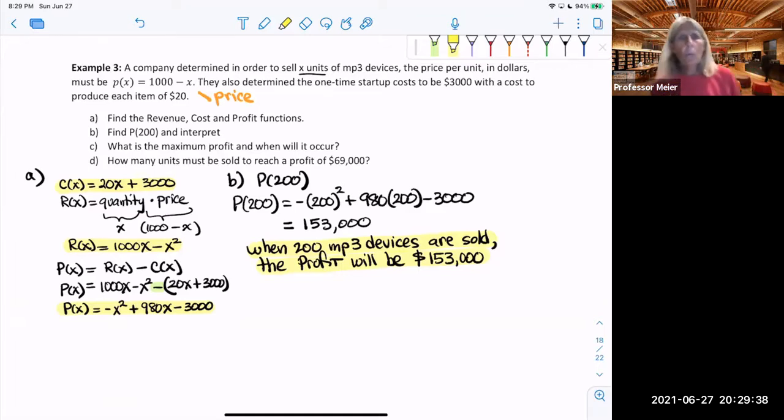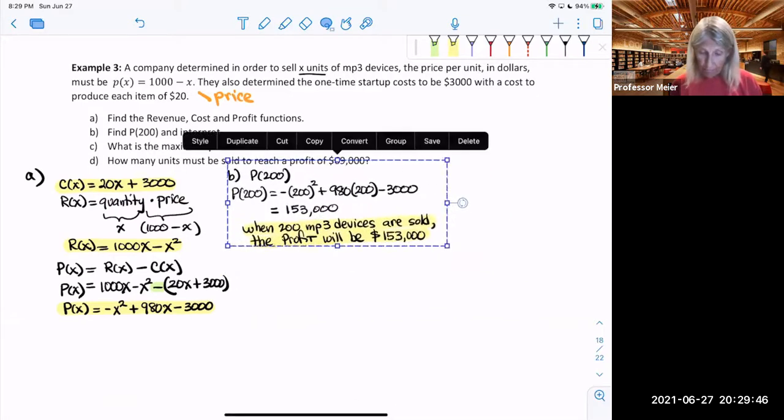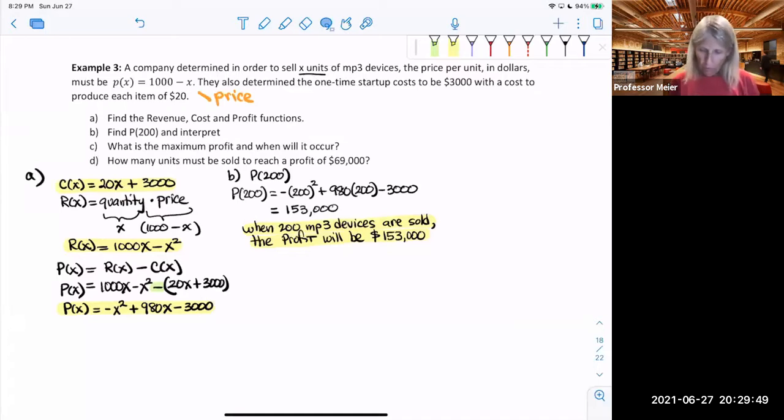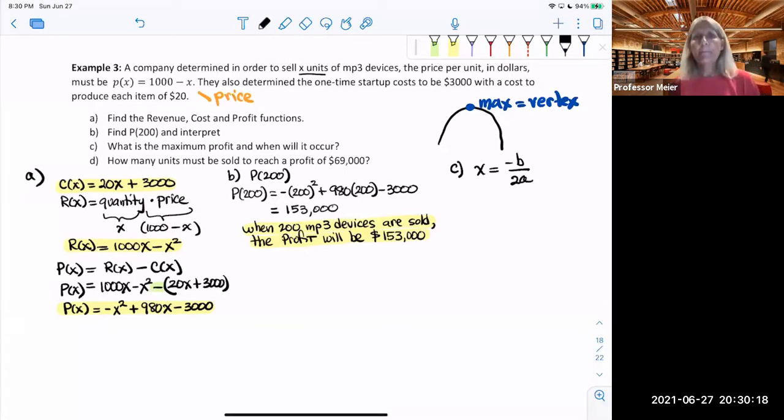Okay, part C, what is the maximum profit? When will it occur? Okay, that is just like the last problem we did, where we are going to find the vertex. Okay, so I'll set that up. I think you'll be okay with doing that probably mostly on your own. So find the vertex. If you want the maximum, remember again, this profit function is a parabola that faces down like this. And so if you are looking for a max, you are needing to find the vertex. And so we're going to, for part C, use the formula X equals negative B divided by 2A.